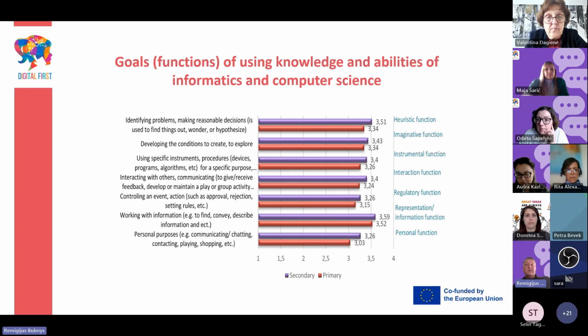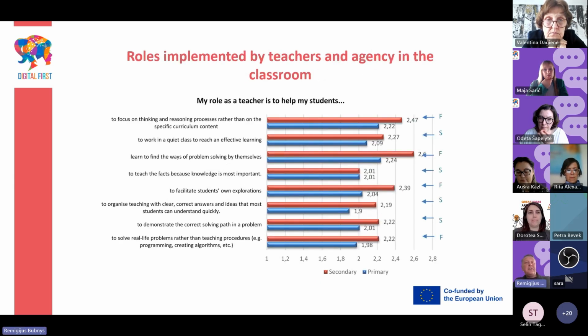Primary education teachers share similar goals, along with the dominant representation, information, and heuristic functions. They also highlight the importance of fostering creativity and encouraging interaction through feedback. To identify the roles and agency they implement, there is a tendency for primary and secondary education teachers to follow a similar model of operation in their work.